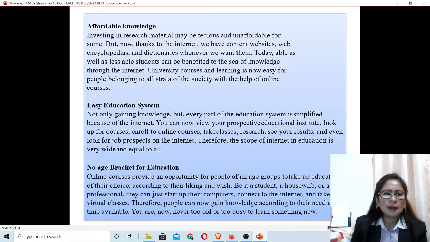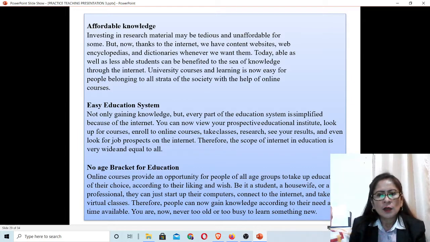Affordable knowledge. Investing in research material may be tedious and unaffordable for some, but now, thanks to the internet, we have content websites, web encyclopedias, and dictionaries wherever we want them. Both the able as well as the less able student can benefit from this sea of knowledge. Through the internet, university courses and learning are now easy for people belonging to all strata of society with the help of online courses.